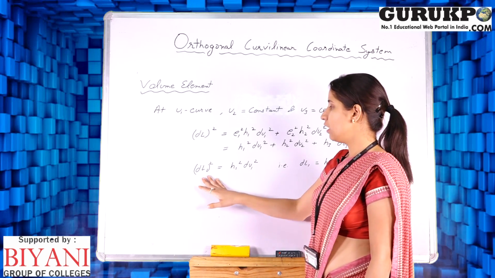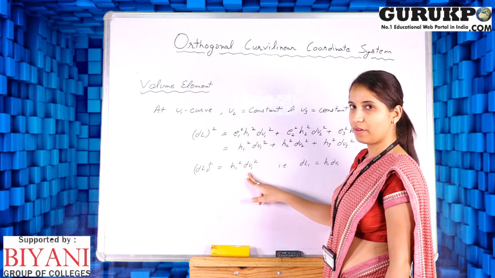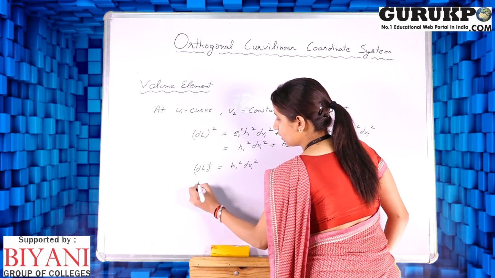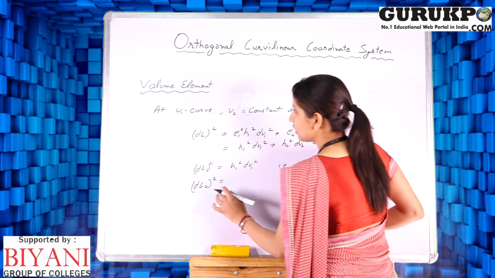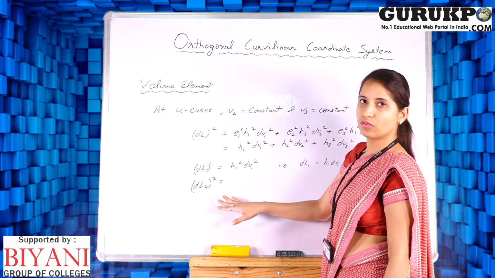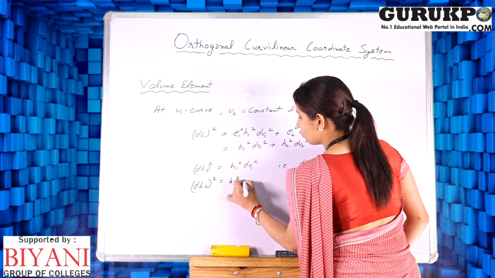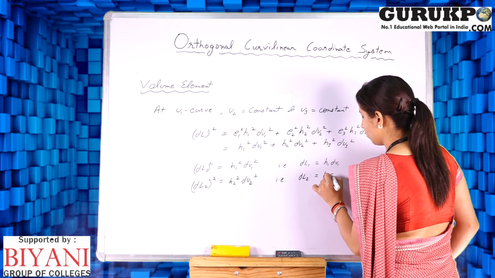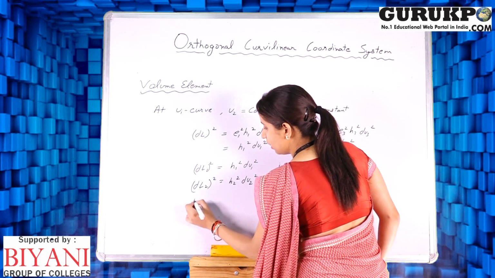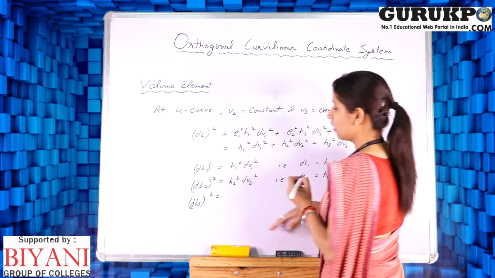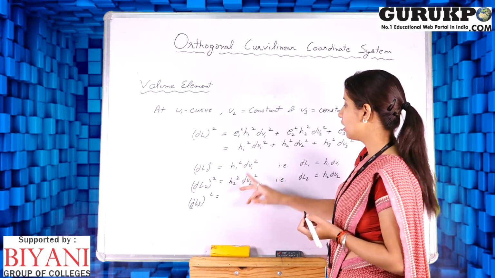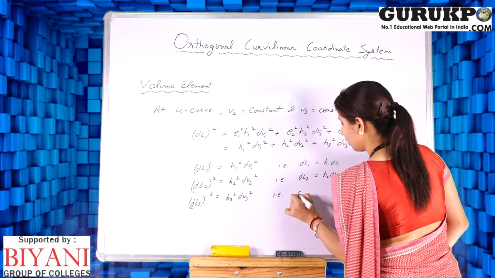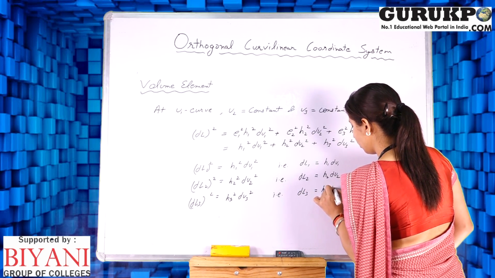For the line element dl1, dl1 square is h1 square du1 square, and from this we get dl1 equals h1 du1. Similarly, for dl2, on the U2 curve, U1 and U3 are constant, so dl square will be h2 square du2 square. This implies dl2 is h2 du2. Then similarly for dl3, on the U3 curve, U1 and U2 are constant, so it gives h3 square du3 square, and this gives dl3 as h3 du3.